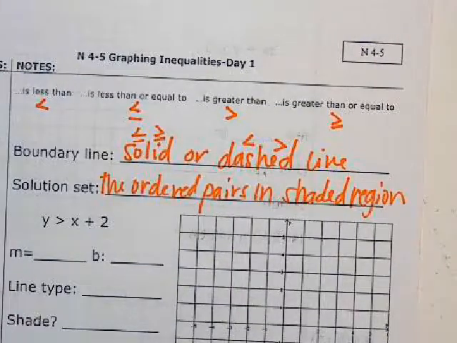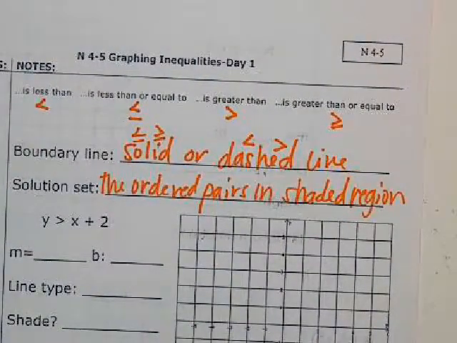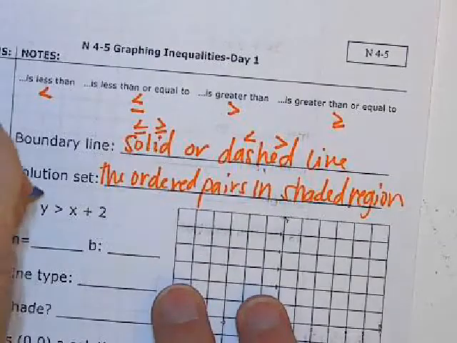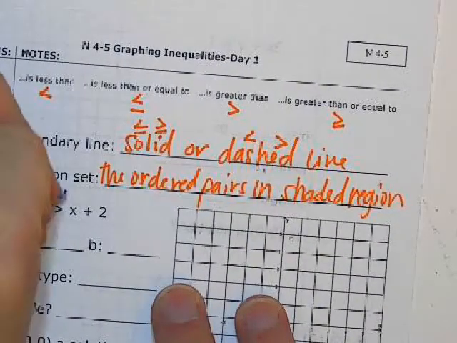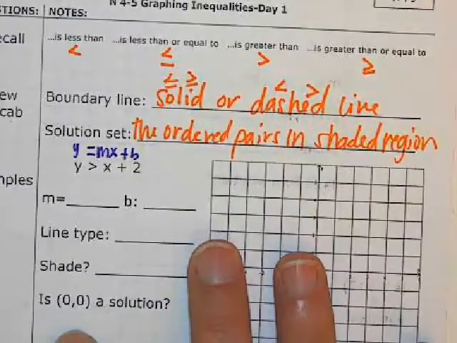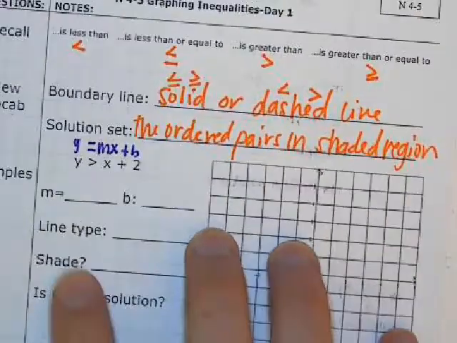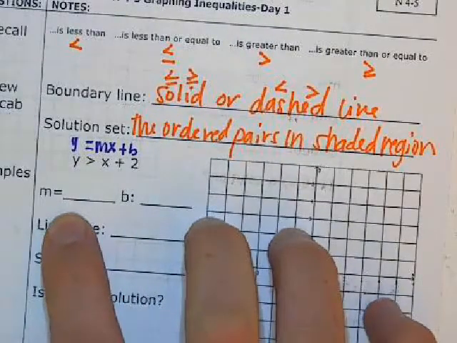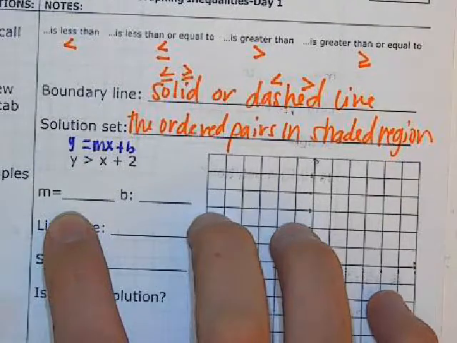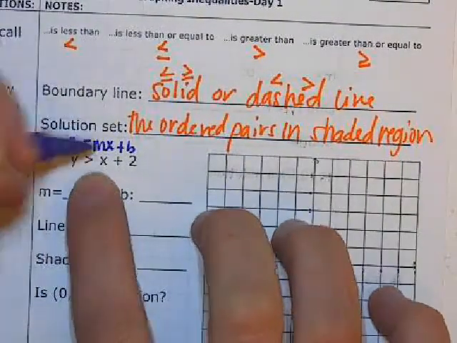In the shaded region. Okay, make sure you're writing with me. Y equals mx plus b. Is b our slope? No, b is our y-intercept. So m, what is my m? Slope. It's the number in front of x. So what number is in front of x?